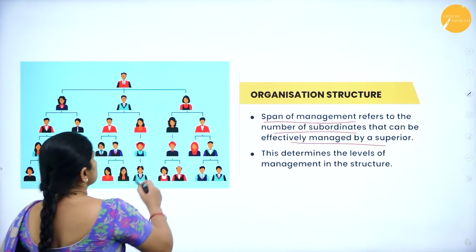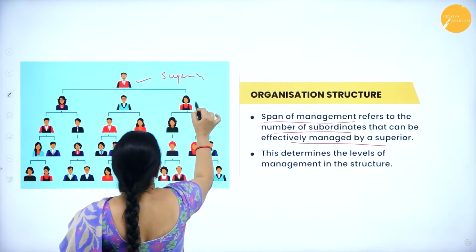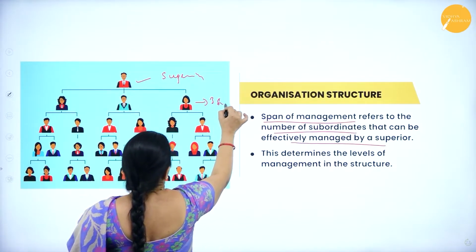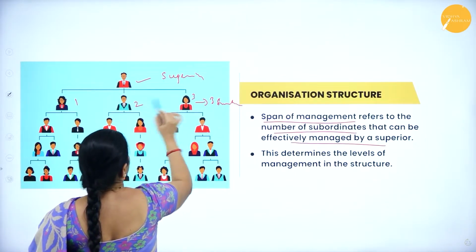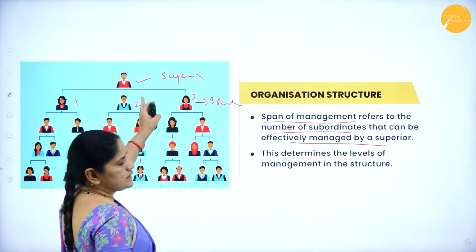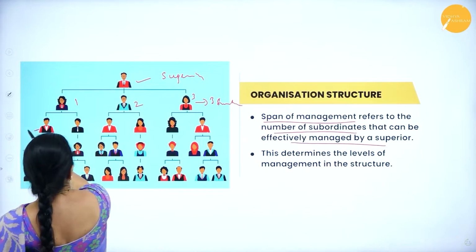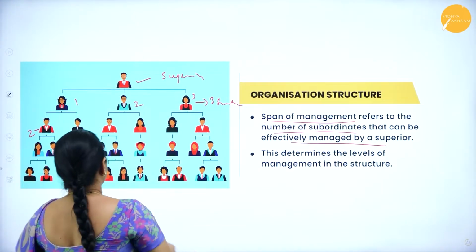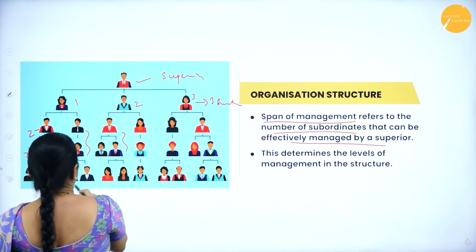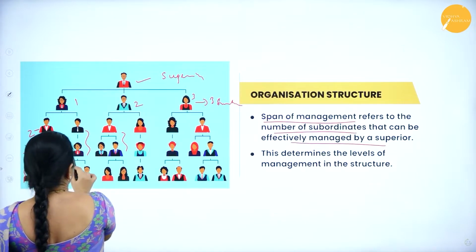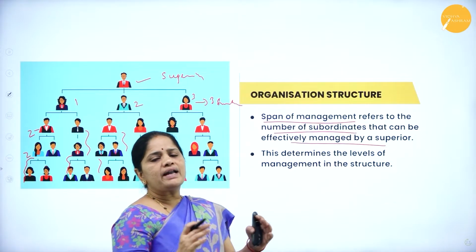If you can see in this drawing here, there is one superior and there are 3 subordinates who are working under him. So subordinate 1, 2 and 3. So they come under this person. Then under this subordinate, she has 2 more subordinates. Then under him, you have 2. Under this person, there is 1 subordinate. And under this person, they again have 2 subordinates each. So this is the span of management.